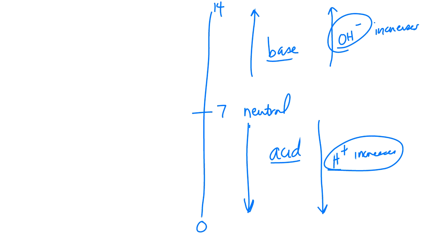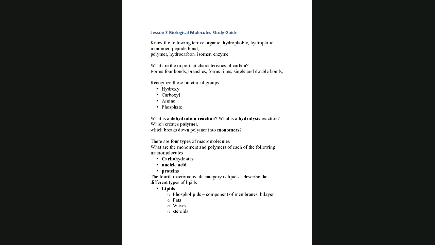All right, let's go to lesson 3, biological molecules. And we've talked about some of these terms already, organic, hydrophobic, hydrophilic, but there's some new ones. So for example, we want to make sure we explain what a monomer and what a polymer is when we're talking about macromolecules, so I'll do that in just a second.